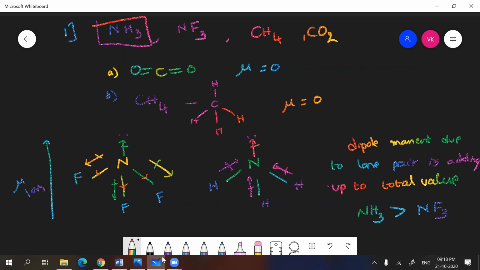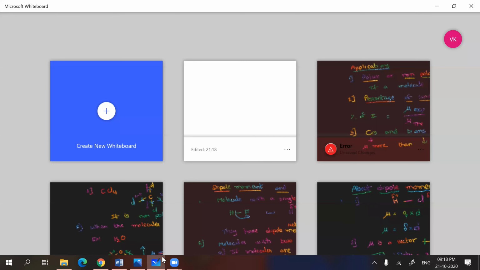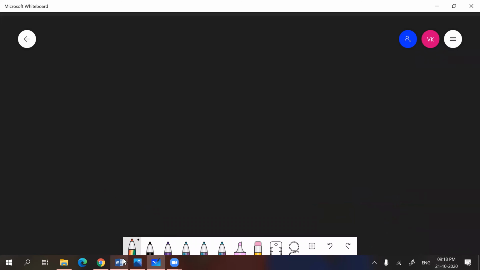Very, very important point, please remember. Even though fluorine is more electronegative, we expected that whenever there is more electronegativity, the dipole moment will also be more. But in contrast, what we observe here is NH3 has more dipole moment than NF3. The reason is that here you have to consider the lone pairs. The dipole moment due to the lone pair is adding up in the case of NH3, whereas it is subtracting in the case of NF3. That is the reason why ammonia has more dipole moment than nitrogen trifluoride.